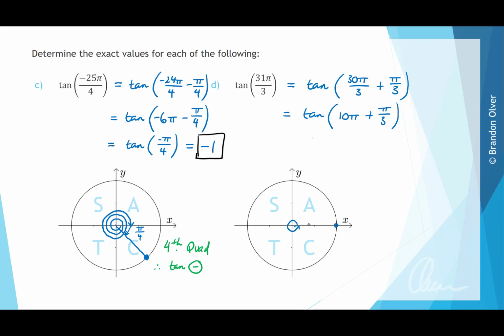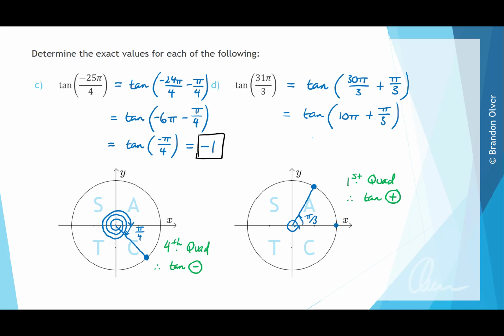And then what we're going to do is go pi on 3 around. So that will take us to here. So that's pi on 3 further than that position. So this is the position on the unit circle that we're interested in. And that means that we are in the first quadrant. Therefore, our value of tan is going to be positive because all trig functions are positive in the first quadrant.